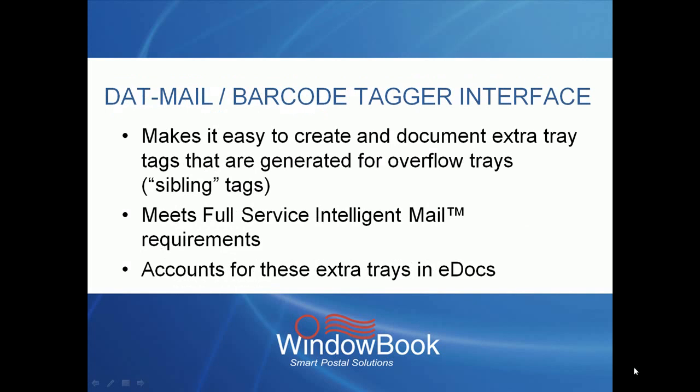Window Book and Whittier Mailing Products have interfaced their products to solve these problems. With the Barcode Tagger, users can easily create extra sibling tray tags right on the shop floor using Mail.dat files supplied by DAT-MAIL. Information about those tray tags is imported by DAT-MAIL and added to the correct Mail.dat files. This will help mailers supply eDocs with accurate tray counts and comply with full-service intelligent mail requirements.